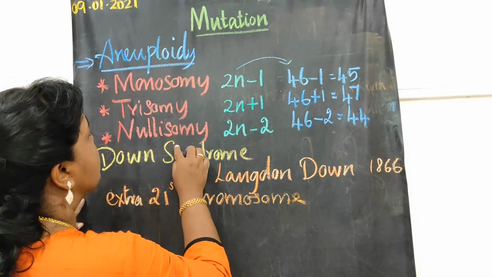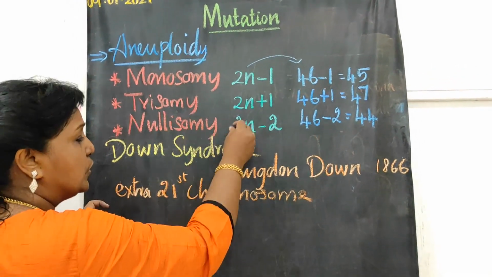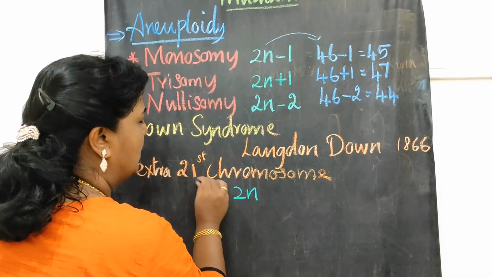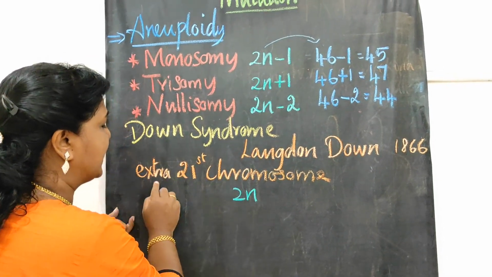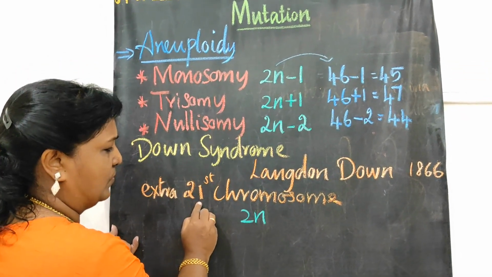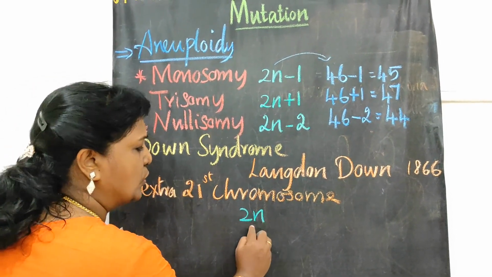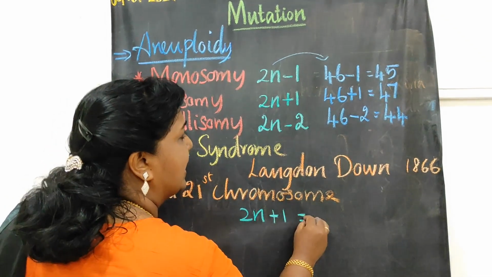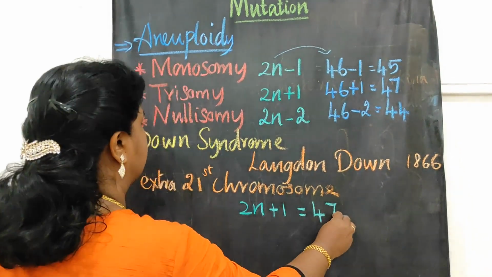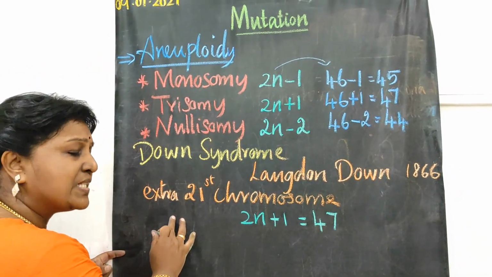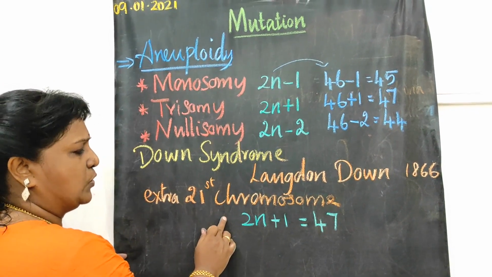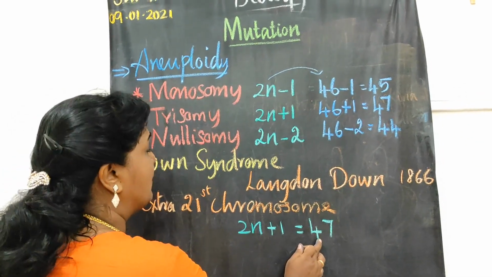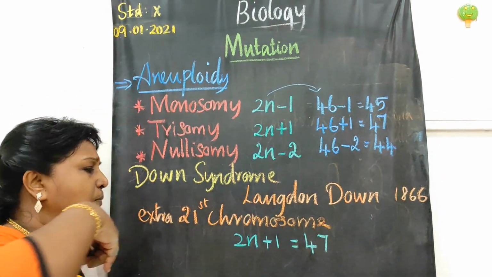So here we can say this Down syndrome is trisomy. Why? To the normal chromosome, one chromosome is added. That's an extra copy of the 21st chromosome, isn't it? The normal diploid chromosome number is 2n, so with the 2n, one chromosome is added. So here we are getting 47 chromosomes, isn't it? So in Down syndrome, there's an extra copy of the 21st chromosome. It is also said to be trisomy, and the Down syndrome persons possess 47 chromosomes.